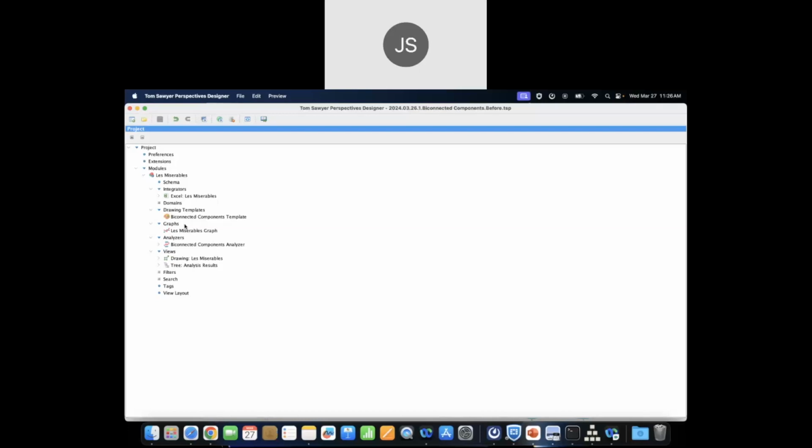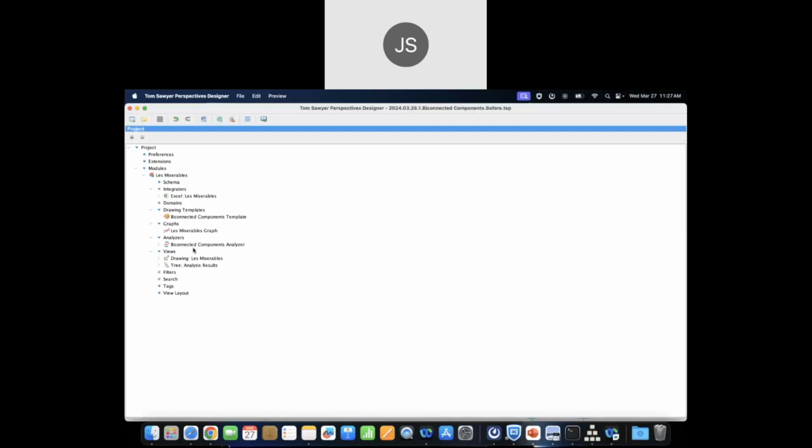Okay, so let's step back here for a moment. We have our schema and our data integrators so that we can bring data from our database into the Tom Sawyer native graph model. And that model can be very large. And sometimes we do not want to run analysis on the entire graph. We only want to do it on part of the graph. And that's what this graph is. This will be what we are performing the analysis on. And then we have the analyzer. And you can see here's that bi-connected components analyzer that we were just using in the previous example.